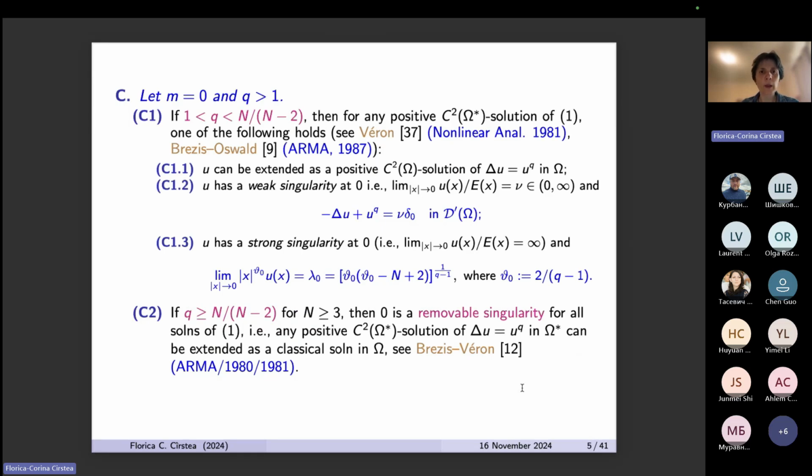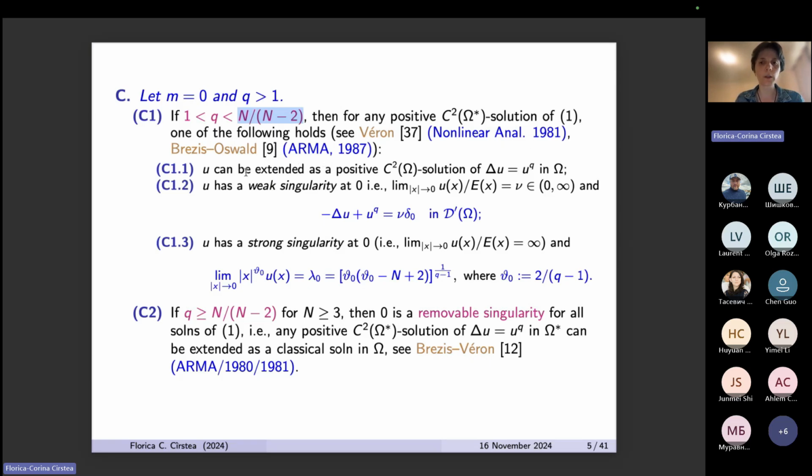Now, I'll briefly remind what happens if m equals 0 and q greater than 1. So we have the trichotomy when q is less than n over n minus 2, the critical power n over n minus 2. Q is between 1 and n over n minus 2. Then we have, by Veron's paper in 1981, the trichotomy.